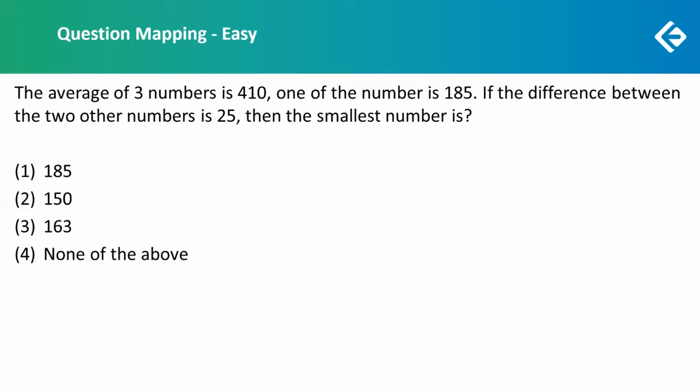Next, we had a very easy question on averages. It was given that the average of three numbers is 410. So 3 into 410, we could have found out the sum of the three numbers. Now, one of the numbers is 185. Subtracting that, we could have found out the sum of the other two numbers. The difference between the other two numbers was also given. So by using this, we could have found out the exact values of the other two numbers. And therefore, now that we knew the values of the three numbers, we could have easily identified the smallest number.